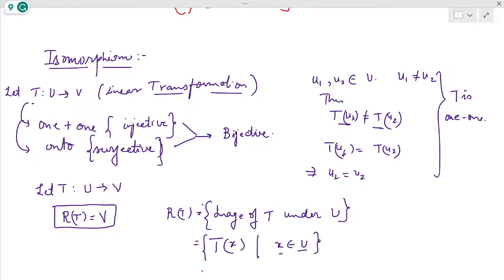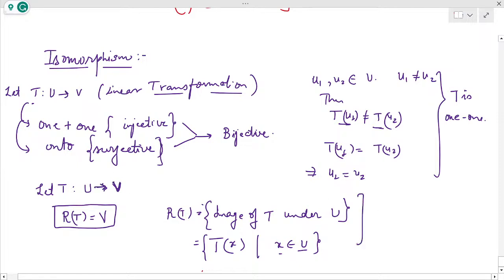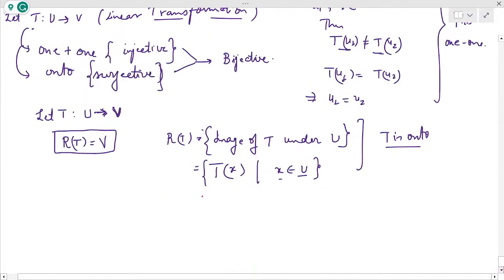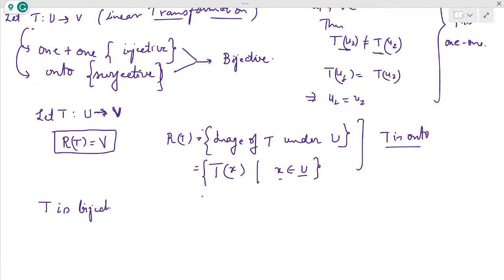So you take all the values from U, you find the images. That set is called the range set. If the range set is equal to V, which here is the codomain, then we'll say that this particular T is onto as well. Whenever you establish these, then we'll say that my T is a bijective map. Is that clear?